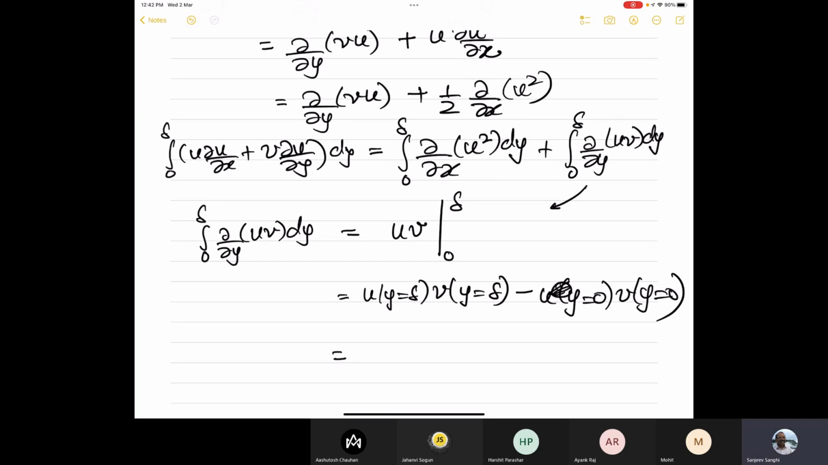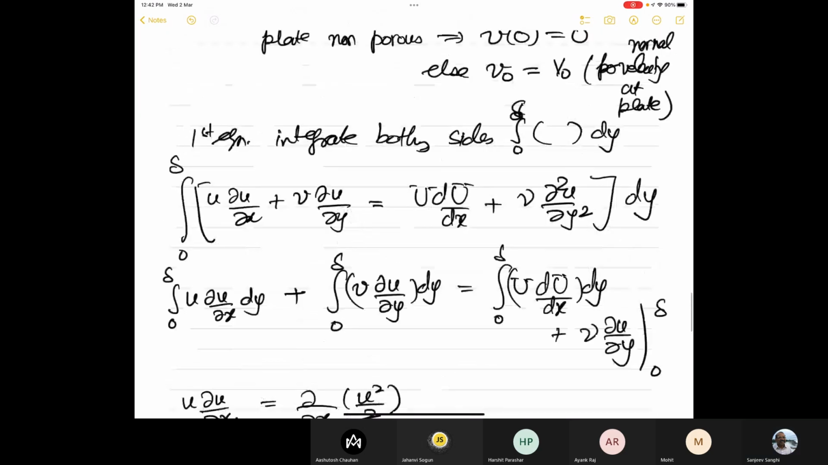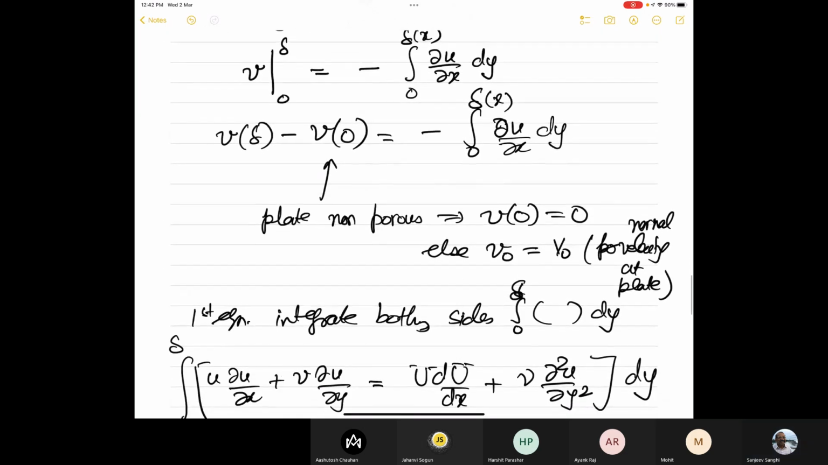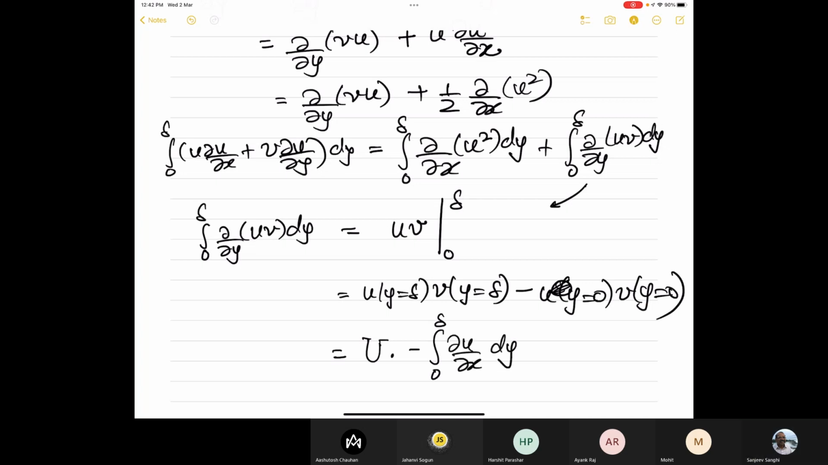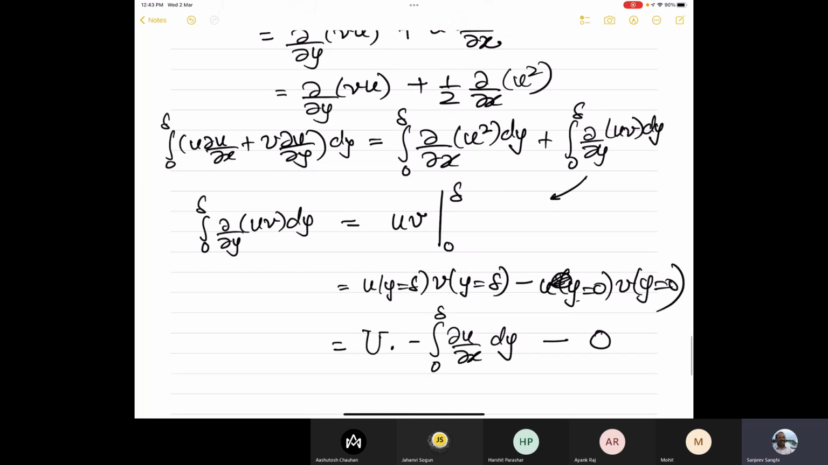And this will become equal to capital U, and v at y equals delta. We have already written this. V at y equals delta is equal to minus integral 0 to delta of ∂u/∂x dy. Because u at y equals 0 is always 0. V at y equals 0 may not be 0, but small u at y equals 0 will always be 0.